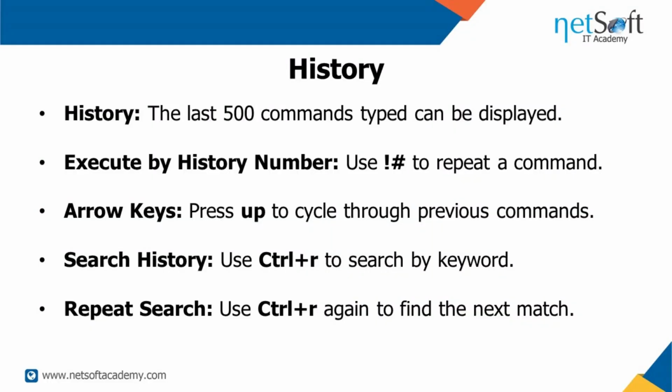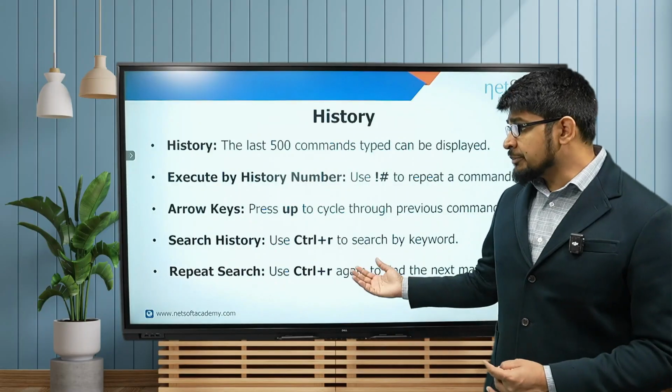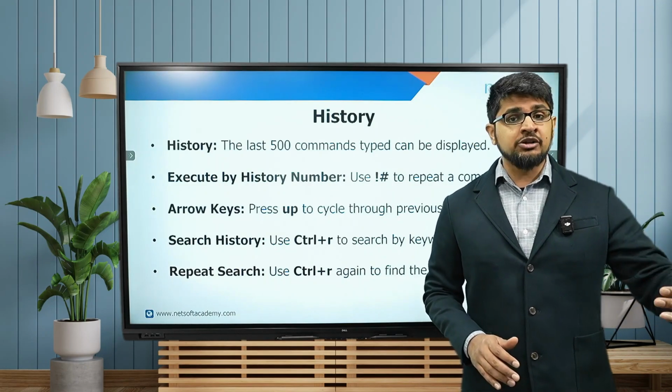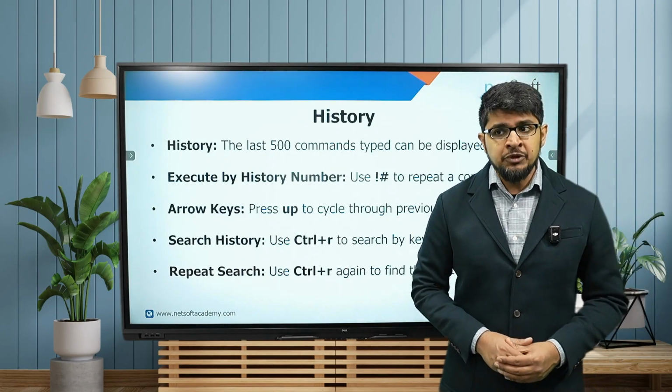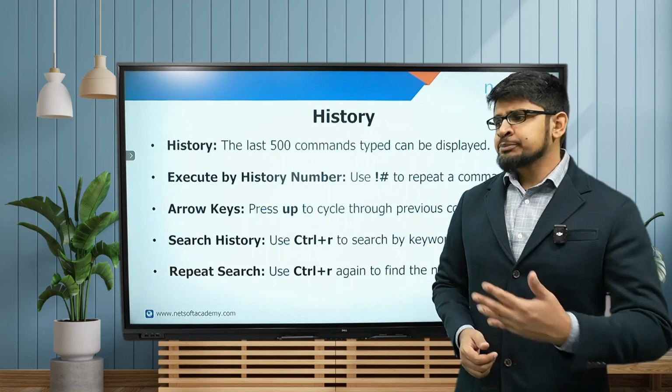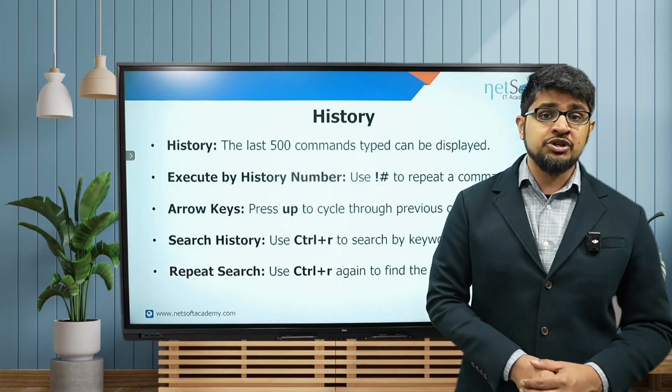By typing the command history, it will display the last 500 commands that you've typed into the command line shell. And you can execute by history number by typing the exclamation mark followed by the number that is indexed for the commands that you've typed. You can also press the up arrow to cycle through previous commands in history. You can even search through history with Ctrl+R and do a reverse search, and pressing Ctrl+R again to continue to search through history.